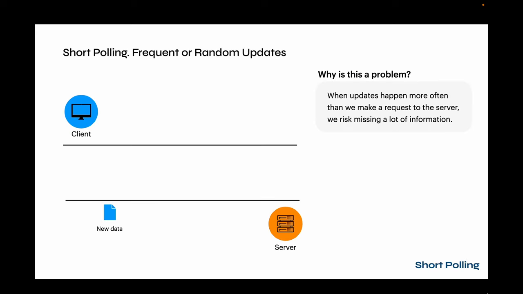Imagine we have frequent or random updates. Sometimes they may occur every minute, other times every second. However, with short polling, we have a static interval, for example, every 5 seconds. Let's see how it might work. The client sends a request to the server and receives the updated data, closes the connection, and waits for 5 seconds. All updates during this period will be skipped.